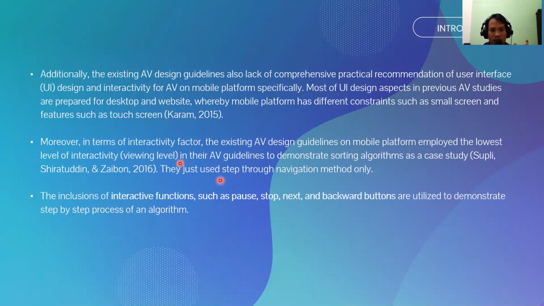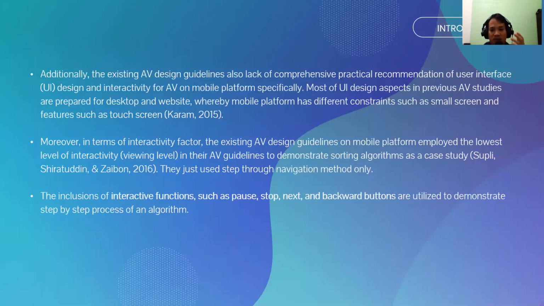The inclusion of interactive functions such as pause, stop, next, and backward buttons are utilized to demonstrate the step-by-step process of algorithms. So basically, they only watch; the only interactivity they have is to press the button next to see the next behavior of the next line of code in the algorithm. Of course, the app shows the animation for each line of code, but this way only is in contrast with the previous deliberation that I talked about before, that suggests a variety of interactivity must be included in the AV system, otherwise the impact of learning will not be significant.